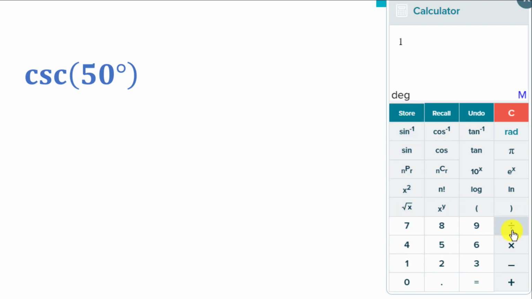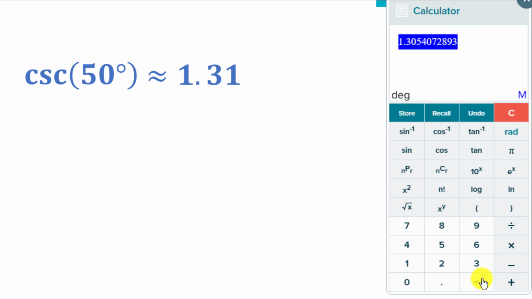divided by, and then press the recall button. You will have 1 over, and then it has recalled your previous answer. Press equals, and you will have the value of cosecant of 50 degrees, which is about 1.31. We use the wavy equal to sign to indicate that this is not the exact answer and that the real answer goes out many more decimal places. 1.31 is just an approximation.